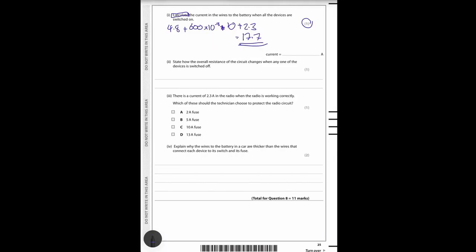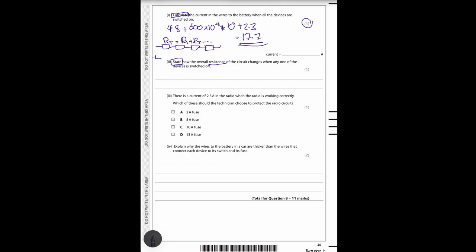So the command word for the next question is state, which means I just know it, I've just got to say it. So what is the key thing that they're trying to make me realize? Well, it's about the overall resistance of the circuit. So what do I need to know about total or overall resistance? Well, I should know that if resistors are in series, I add the total resistance up. So the total resistance is going to get bigger. So it's going to be R1 plus R2, blah, blah, blah, all the way through. I'm just adding them up, it's going to get bigger.